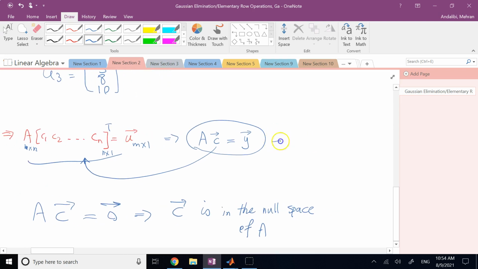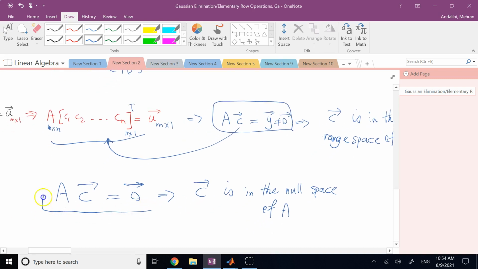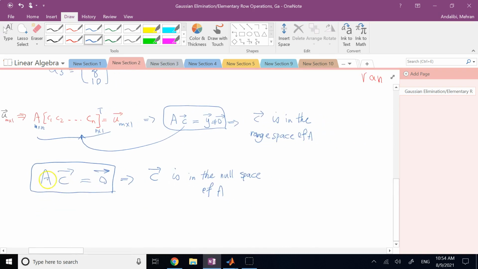In this case, we say what? We say c is in the range space of A. And here you definitely need your y vector to be not equal to all zeros. In this case, you do need all of the entries in y to be 0. Correct? So if I multiply a matrix by a vector and the result is not all zeros, we say that vector is in the range space of A, or column space of A.